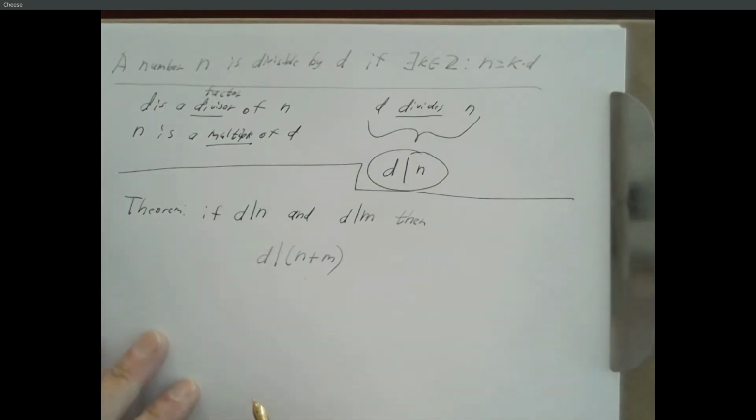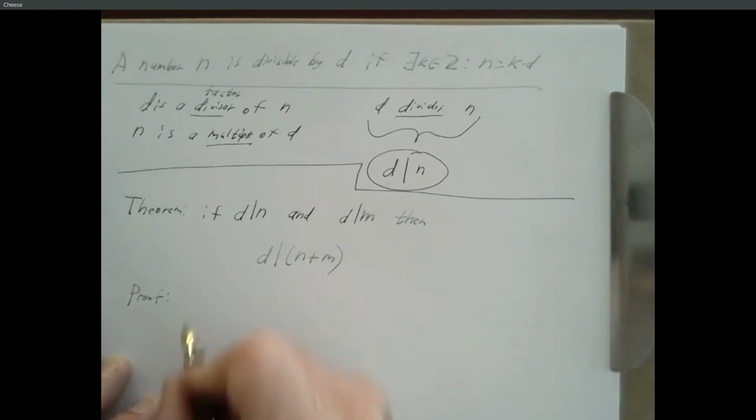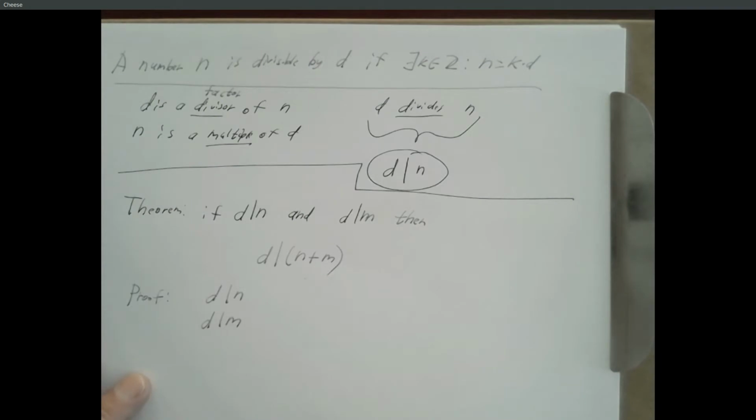So how could we prove this? Well, we're told that d divides n, and we're told that d divides m. Those are premises. The definition of d divides n means that n is equal to d times some integer k1, where k1 is contained in the integers. And since d divides m, m is equal to d times k2, where k2 is an integer. And now if we just add n and m together, we can write it as d times k1 plus d times k2, and we can factor out the d. So n plus m itself is equal to d times (k1 plus k2). And of course, k1 plus k2 is also an integer.